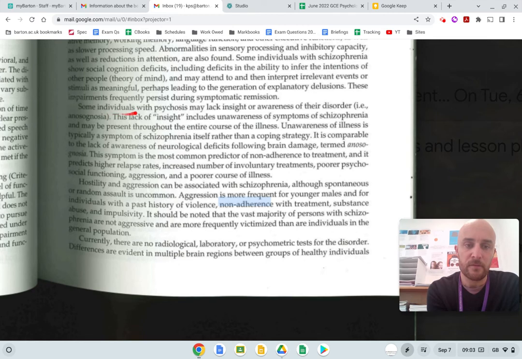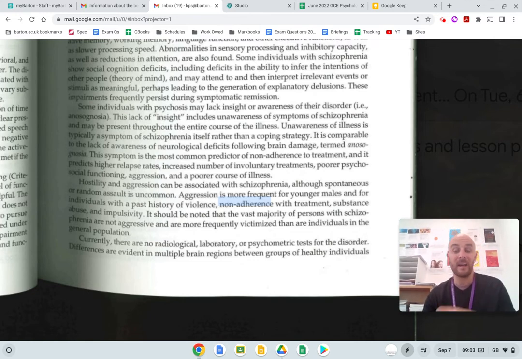Some individuals with psychosis may lack insight or awareness of their disorder. So what this essentially means is, with every disorder, you either have insight or you don't have insight. And what that means is you are aware you are ill. With schizophrenia, generally speaking, especially at the beginning, people do lack insight. They do not realize they're ill. If you have a phobia, you have great insight into that phobia. That's the term you should use, by the way. You have great insight into the phobia. If you have OCD, you have great insight. You know you are ill.